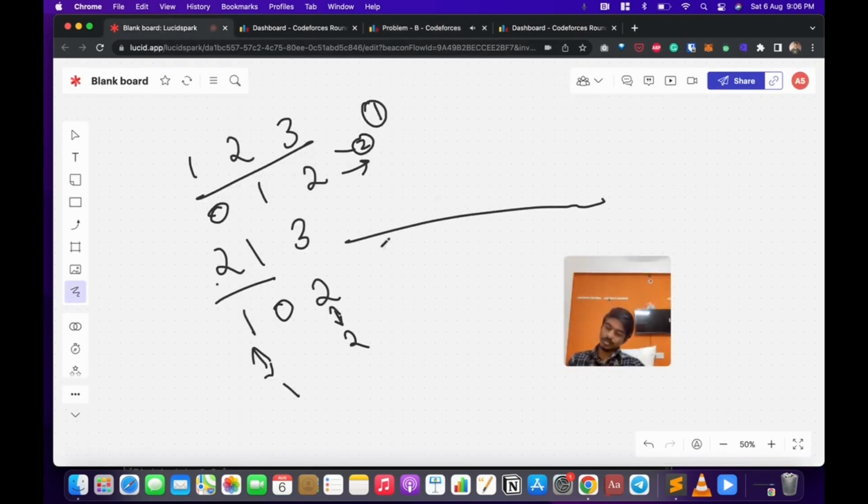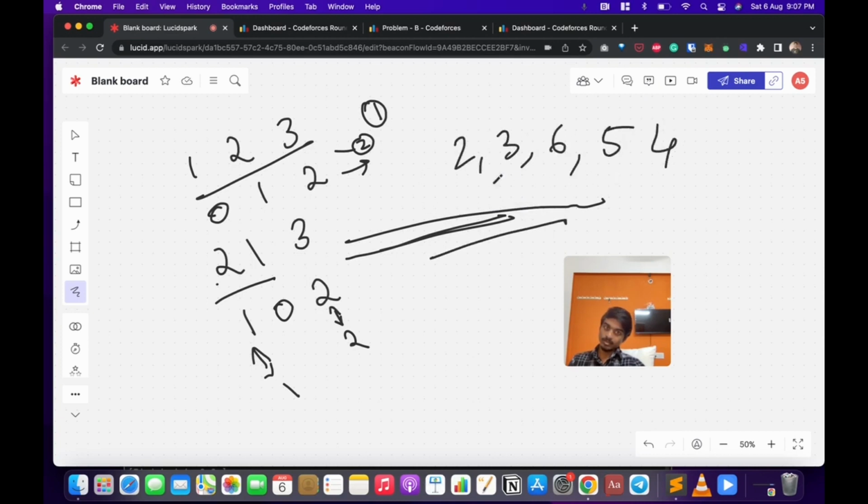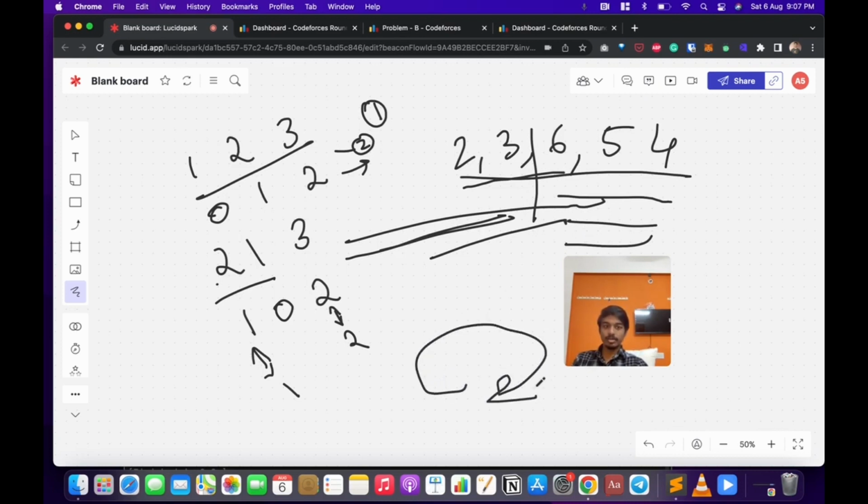Are there any other cases? 2 3, then you say that from 4 I took from. Can this be a case? 2 3 6 3 6 5 4. Then after 3 has been complete, it will go from this. So the thing is, is the sorted array rotated or not? Yeah, I'll tell you. So if you see here, it is rotated like this.